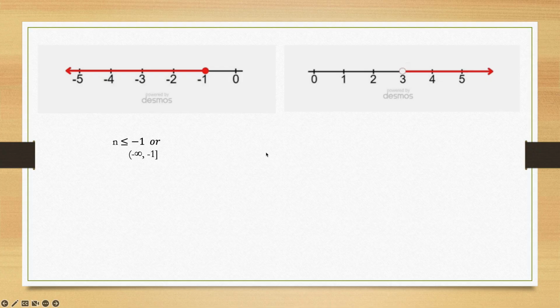Okay, for the second one, I'm going to pause just in case you want to make any adjustments here. Okay, for the second one, it's n is greater than 3. It's not "or equal to" because the circle is open. And since it's not "or equal to," I use a parenthesis at 3 and I go on to infinity forever and ever and ever based on how that arrow is drawn.